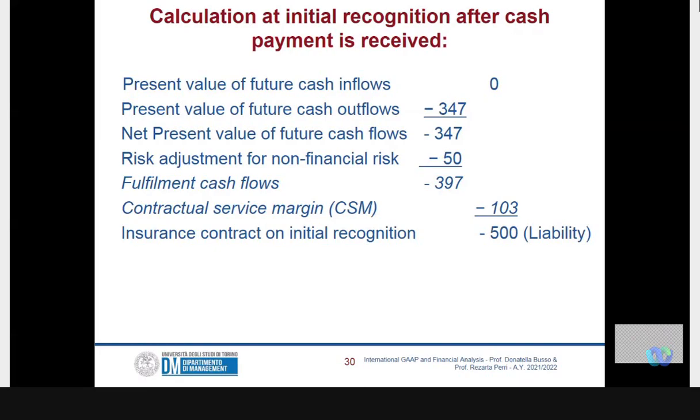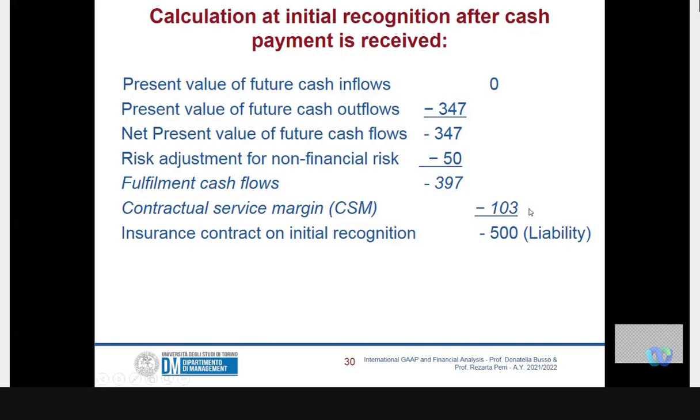But why did you do all these calculations, somebody may ask. That was simple. I know I'm receiving 500 euro. This is my liability, 500 euro. Why did we do all this stuff over here? Remember, IFRS 17 requires you to divide the amount of liability into two components: fulfillment cash flows and contractual service margin. And here you have that. This 500 amount is divided into fulfillment cash flows, 397, and CSM, 103.